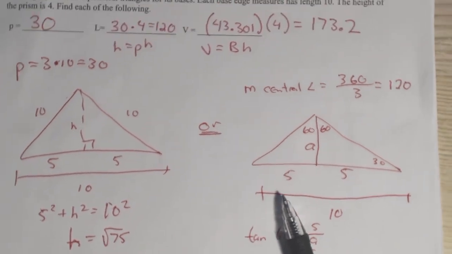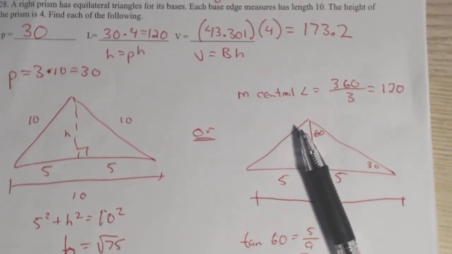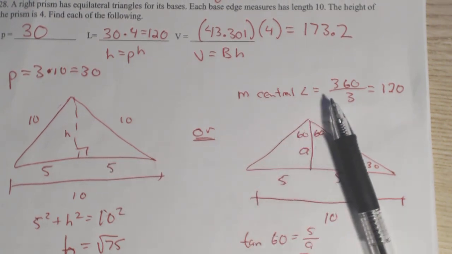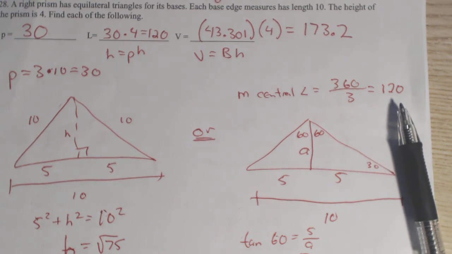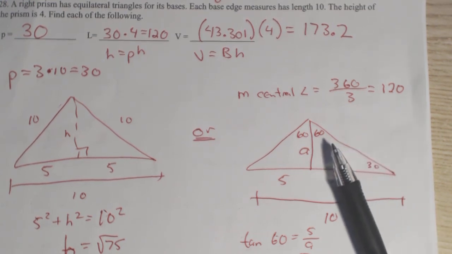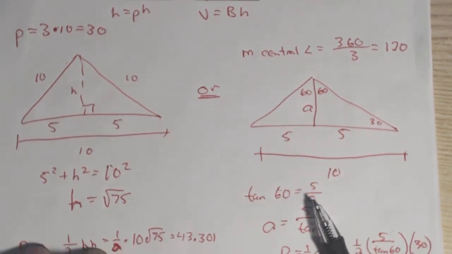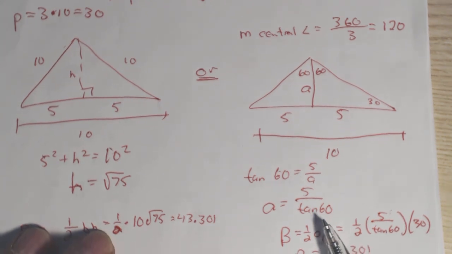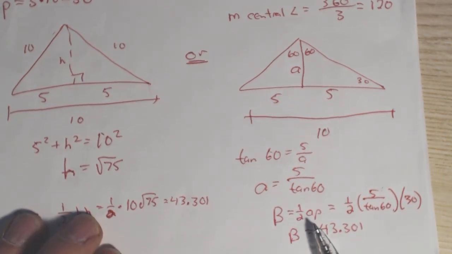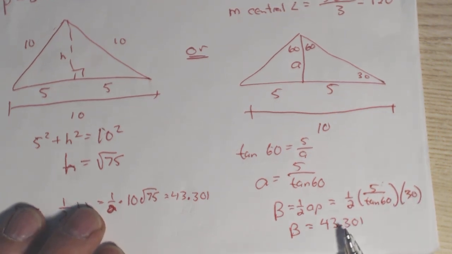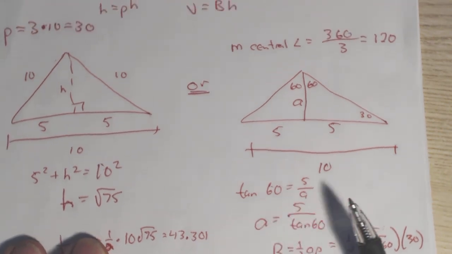Another choice is you could use the 1/2 AP formula. So this is just the central angle triangle taken out of that triangle. The measure of the central angle, 360 over the number of sides, is 120. Then here's 60. I can use tangent. The tangent of 60 is 5 over a, 5 coming from the 10 being split into equal parts, just like it was over here. Which gives us a is 5 over tan 60. And the area of the base then is 1/2 the apothem, 5 over tan 60, times the perimeter of 30. Either way, you get the same area of the base at 43.301.